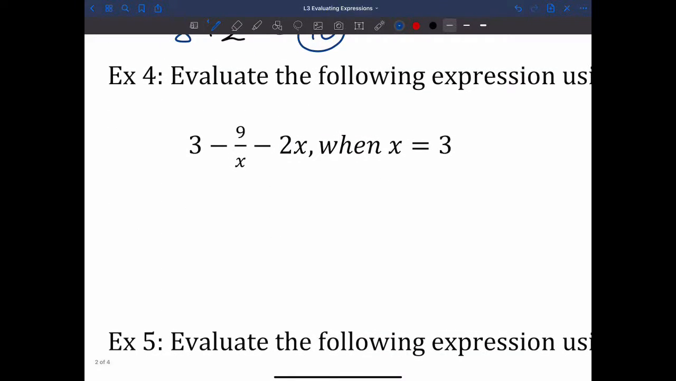So if you haven't tried one yet, try pausing here. Try this one out on your own and then unpause when you think you got it. All right, so hopefully you did that.